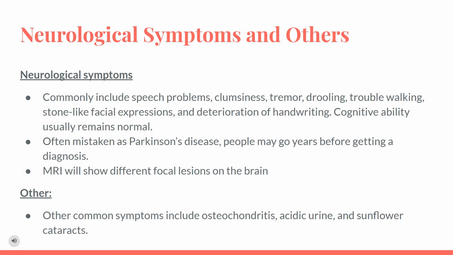People may go years before getting a diagnosis with Wilson's disease because these symptoms really mirror Parkinson's disease. An MRI is the telltale way to know that it is Wilson's disease and not Parkinson's, though, because Wilson's disease will show focal lesions on the brain, unlike Parkinson's. There are many other common symptoms. Some of these include osteochondritis, acidic urine, and sunflower cataracts.